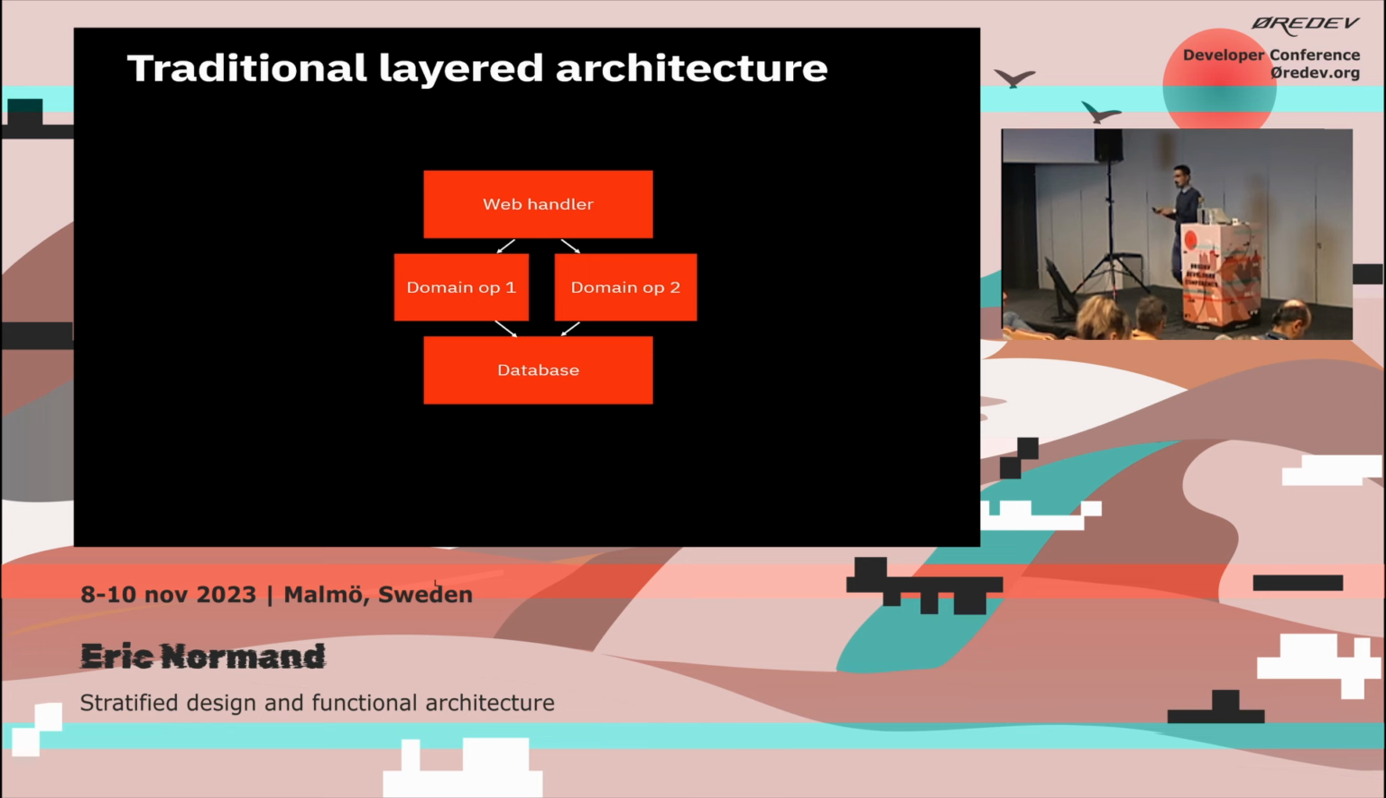We can do it as a call graph, just to be able to compare with what we had before. You have this web handler, and it has these different operations. I just put two, but imagine there's hundreds of them. And then those all talk to the database, and then finally generate a response through the web handler.